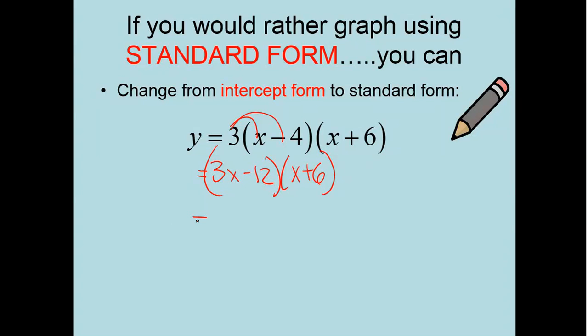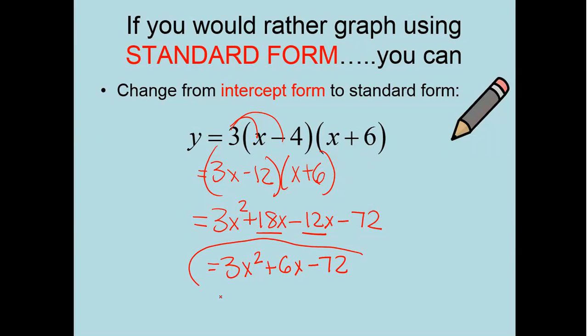Now, let's FOIL. So I got 3x times x. Well, that's just 3x squared. 3x times 6, that is 18x. -12 times x is -12x. And -12 times 6, -72. Let's combine our like terms. So I got 3x squared plus 6x minus 72. Notice my a value is the same on both, so that still tells you, is your parabola going up, or is your parabola going down? That allows us to be able to see it a little quicker.